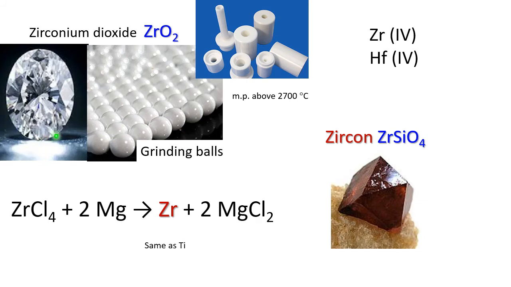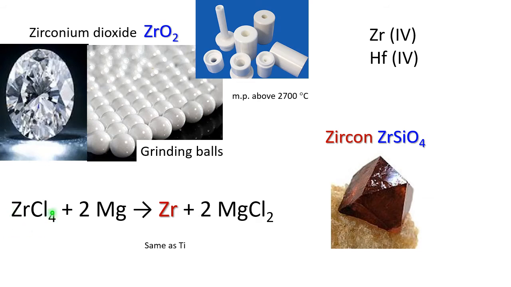fantastically beautiful jewelry because of very high refractive index, close to diamond. But more interesting is its use for ceramics. Its melting point is above 2700 Celsius, which makes it very attractive for high temperature applications, making ceramic tools, making grinding bowls, and so on.